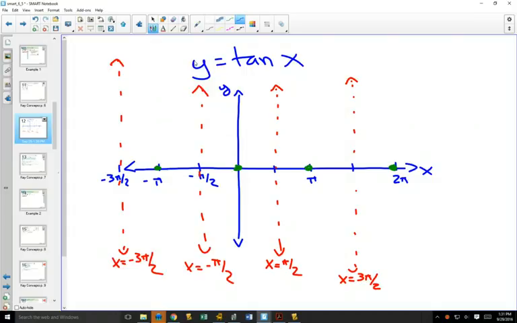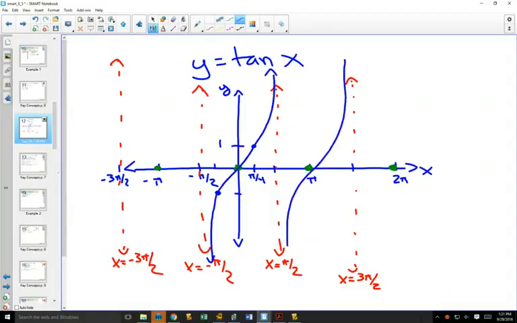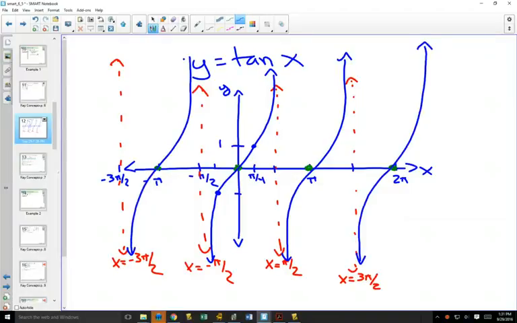Another value, if you would like to graph another value, half of pi over 2 here would be pi over 4. What is tan of pi over 4? 1. And tan of negative pi over 4 is negative 1. And so the tan graph looks very similar to an x cubed graph that just happens over and over and over again. That is your parent graph for your tan graph.